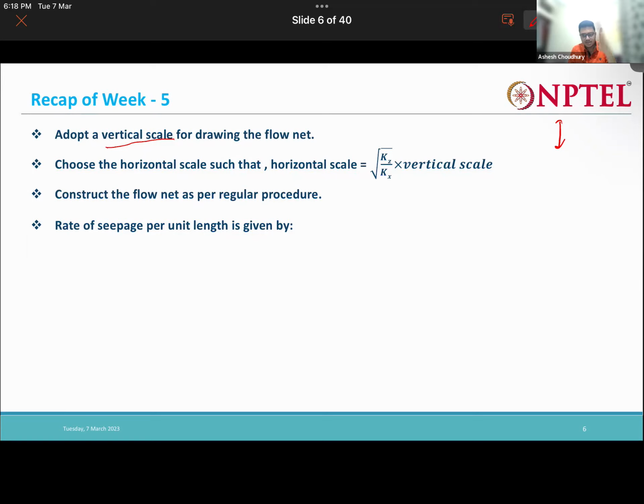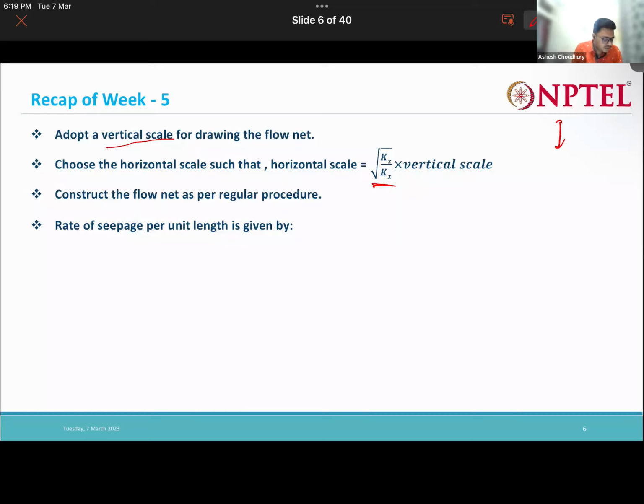We will fix our vertical scale, and the horizontal scale we will get by multiplying this term, root over kz by kx, into the vertical scale. And then using this new vertical and horizontal scale, we will construct the flow net as per our regular procedure that we discussed before: the lines should be perpendicular to each other, the boundary conditions we discussed, and the flow elements should be square. All those procedures we will follow, a trial and error procedure similar to before, and then we will draw our flow net.